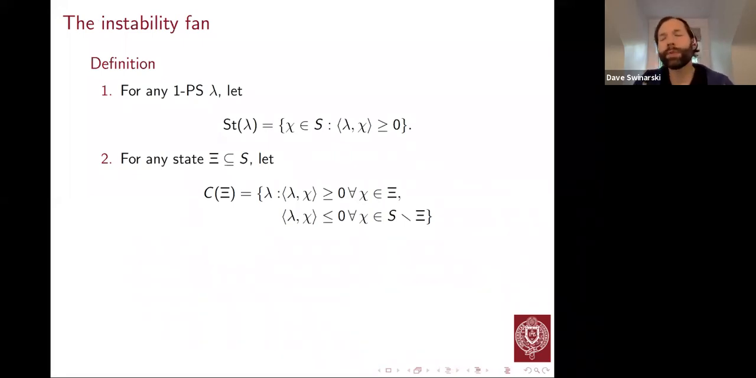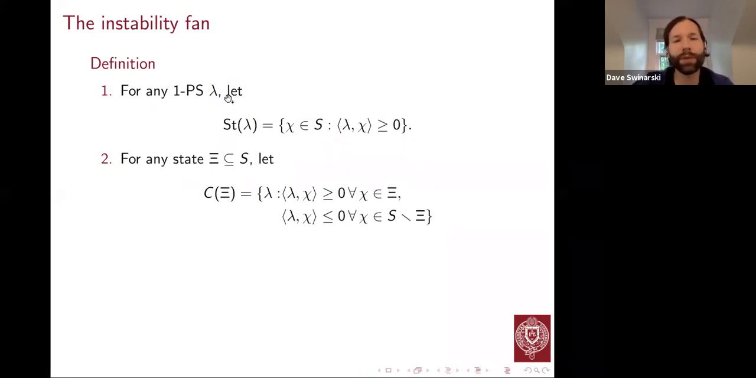I want to push this picture one step further and describe an object that appears in the literature many, many times, and as far as I know, has no official name. I like to call it the instability fan, and I'm certainly not the first researcher to consider it, but I may be the first person to use this particular name for it. Okay, so first a couple of definitions.